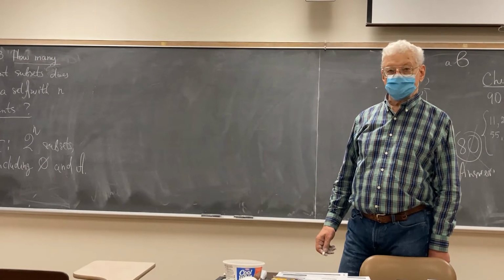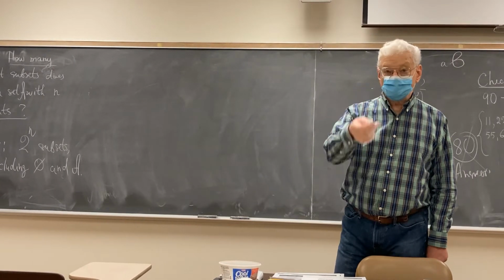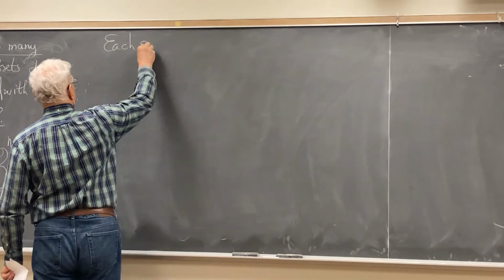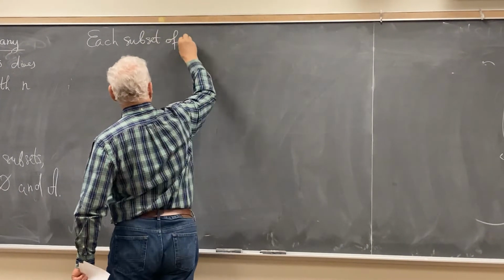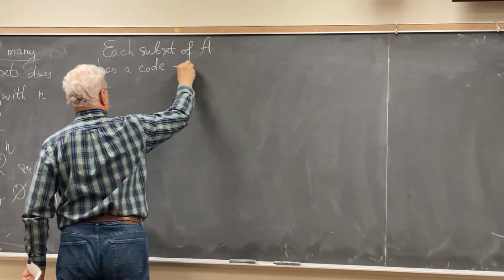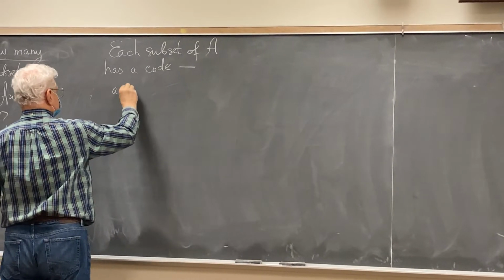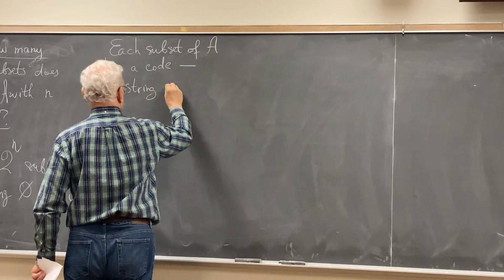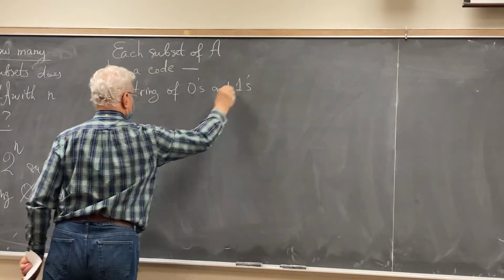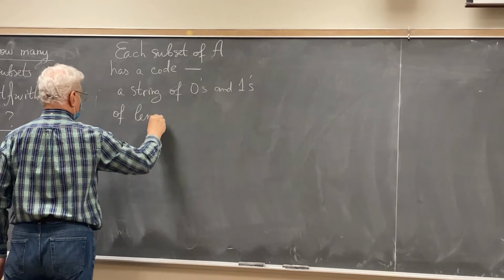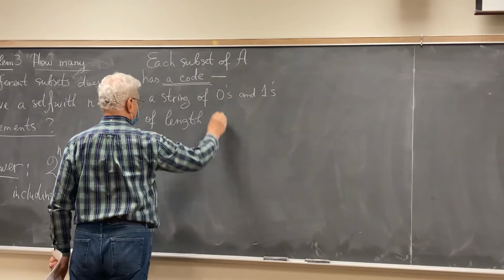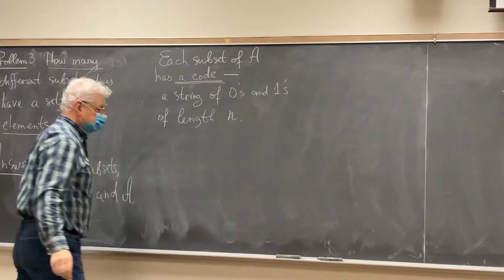as a string of zeros and ones. Okay, you can code it. So each subset has a code. Okay, each subset of A has a code, and this code is a string of zeros and ones of length n. Has a code. It's a string of, this is how come.